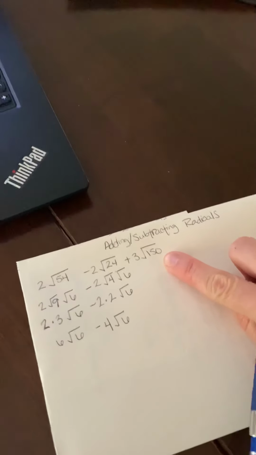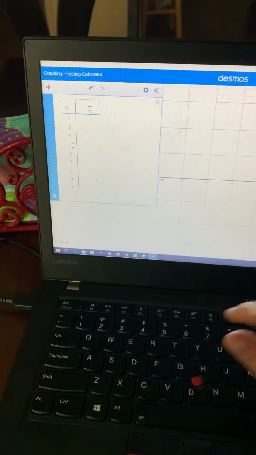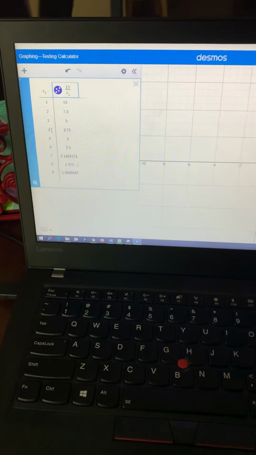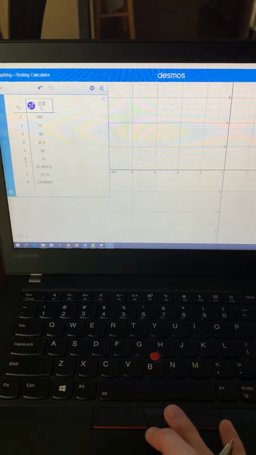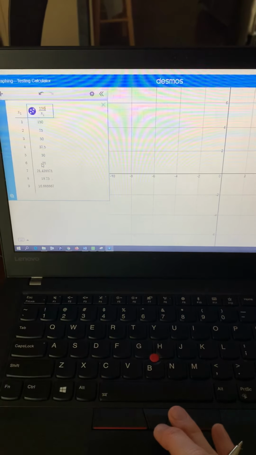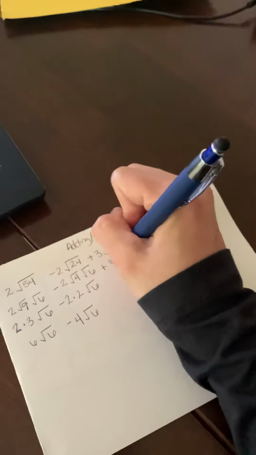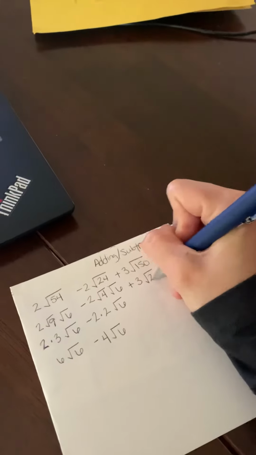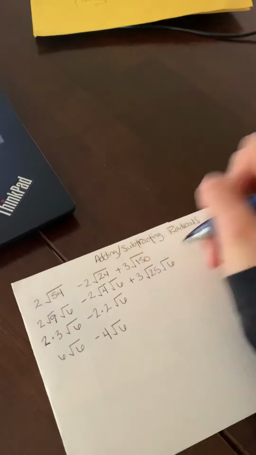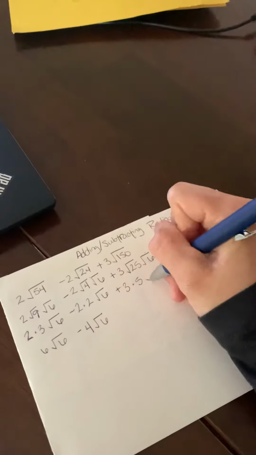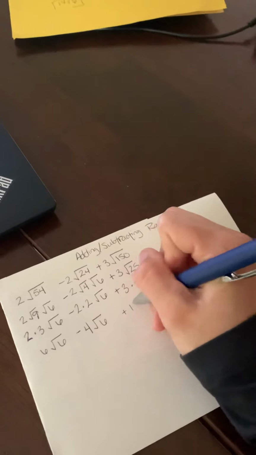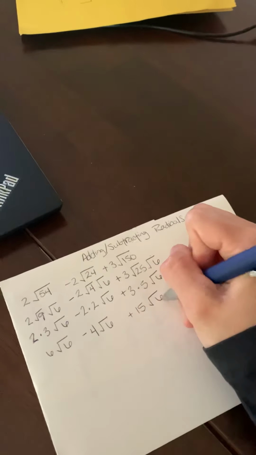Square root of 150 is not a perfect square, so I'm going to repeat the same steps. Go up to my table, 150, and then I have 6 and 25, 25 being the biggest perfect square factor. So this gives me plus 3 square root of 25 square root of 6. The square root of 25 is 5, so that gives me 3 times 5 square root of 6, which gives me 15 square root of 6.